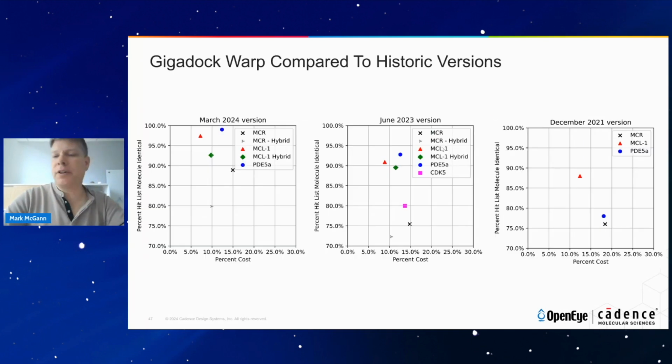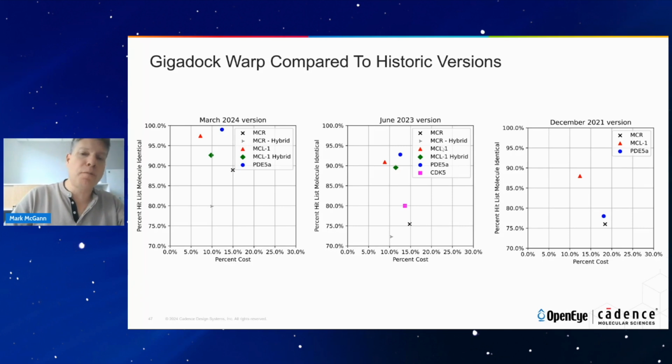This is just a comparison to some of the historic versions. We've really had 3 major releases. We had the initial release in December 2021, we had the June release last summer, and we had the current release that just came out in March. And this is a zoomed in version of the same graph, so you can see the difference. What you get out of this is that there's a general progression. We're going more and more into the upper left, so less cost and more molecules recovered that are similar to the Gigadock hit list. So we've definitely made some real improvements.